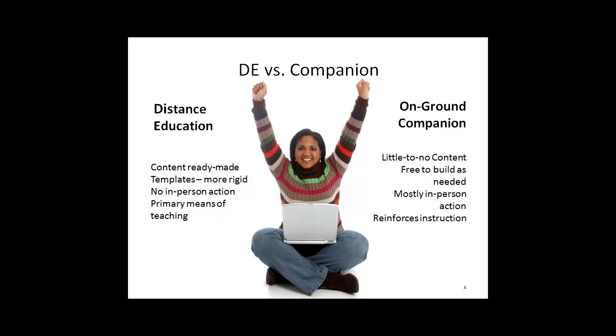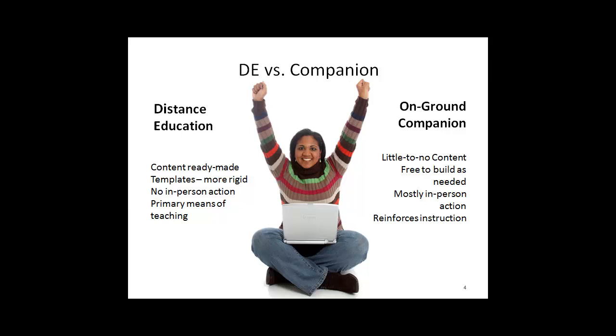So let's start by looking at what the real differences are between distance education and these on-ground companion sites we're talking about. When we talk about distance education, these are complete online courses. Both these and the on-ground companions are offered through the same interface, the same software. The difference is really the content level. In distance education, everything is ready-made for an instructor. We're building it up before they even teach. It forms a more rigid template that has most of the material they need to share with the students. There's really, at this point, no in-person synchronous action between student and teacher. It's all asynchronous and it's done via text. Therefore, the online material is the primary means of teaching. They don't really interact directly with the teacher, but instead through the online activities.